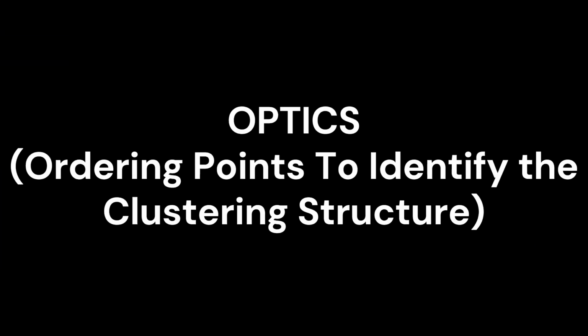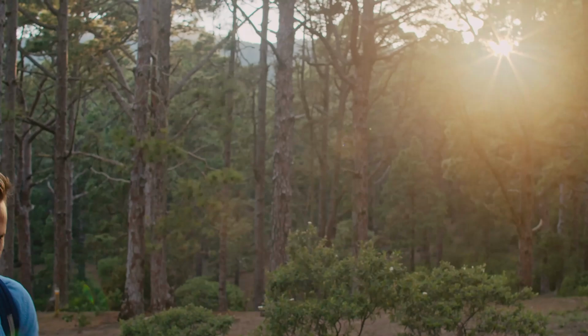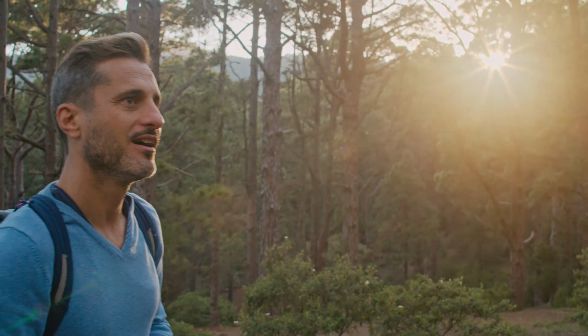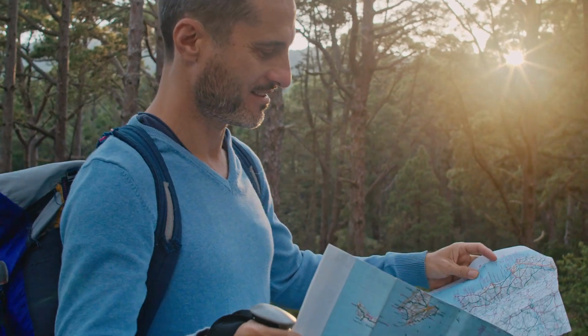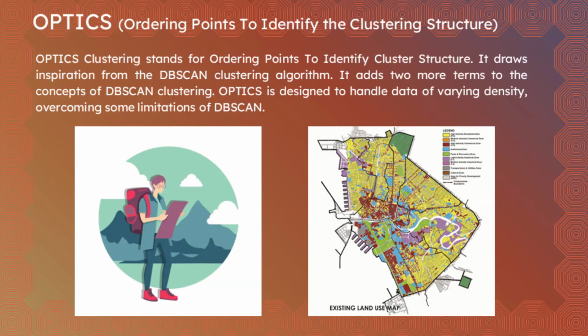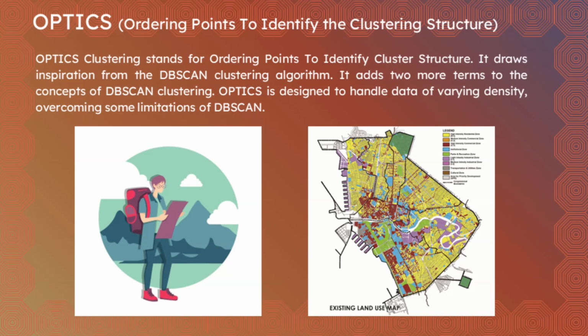OPTICS stands for ordering points to identify the clustering structure. It's an advanced clustering algorithm inspired by DBSCAN, but it improves on it by handling data with varying densities. Think of a tourist with a detailed map trying to decide which places to visit. Instead of grouping all attractions based on a fixed distance like DBSCAN, the tourist evaluates how densely packed areas of interest are. They follow a path that reveals not only the popular tourist zones, but also how these spots are spread out.